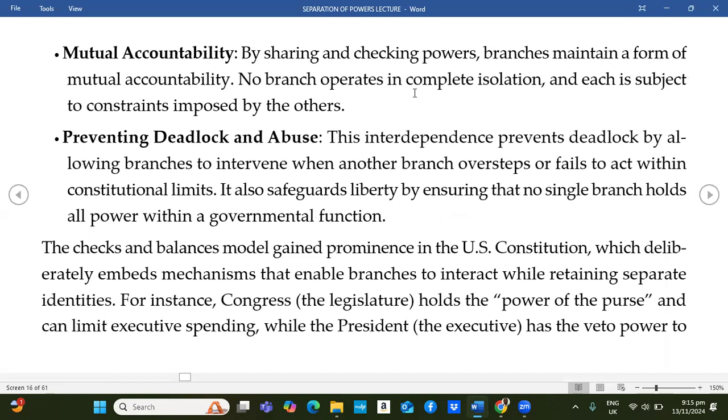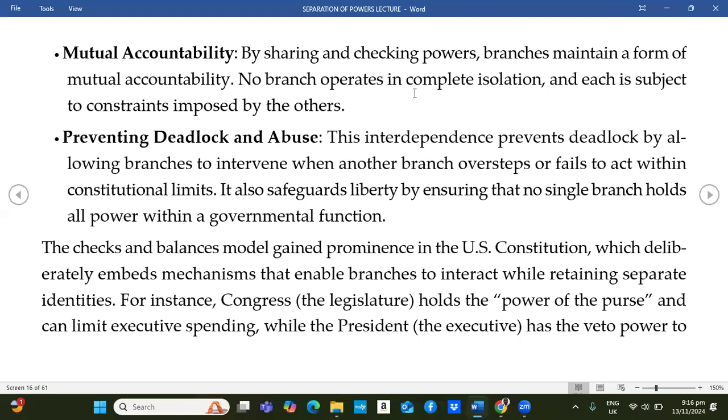And of course, under the modified theory, we have mutual accountability. No branch operates in complete isolation, and each branch is subject to constraints imposed by the others. We take even the judiciary. That's why I talk about independence of the judiciary. The judiciary has its budgets. The budgets will have to be defended before Parliament. The monies under the budget will have to be released by the executive. And all those things constitute some of the various forms of what? Mutual accountability, so to speak.